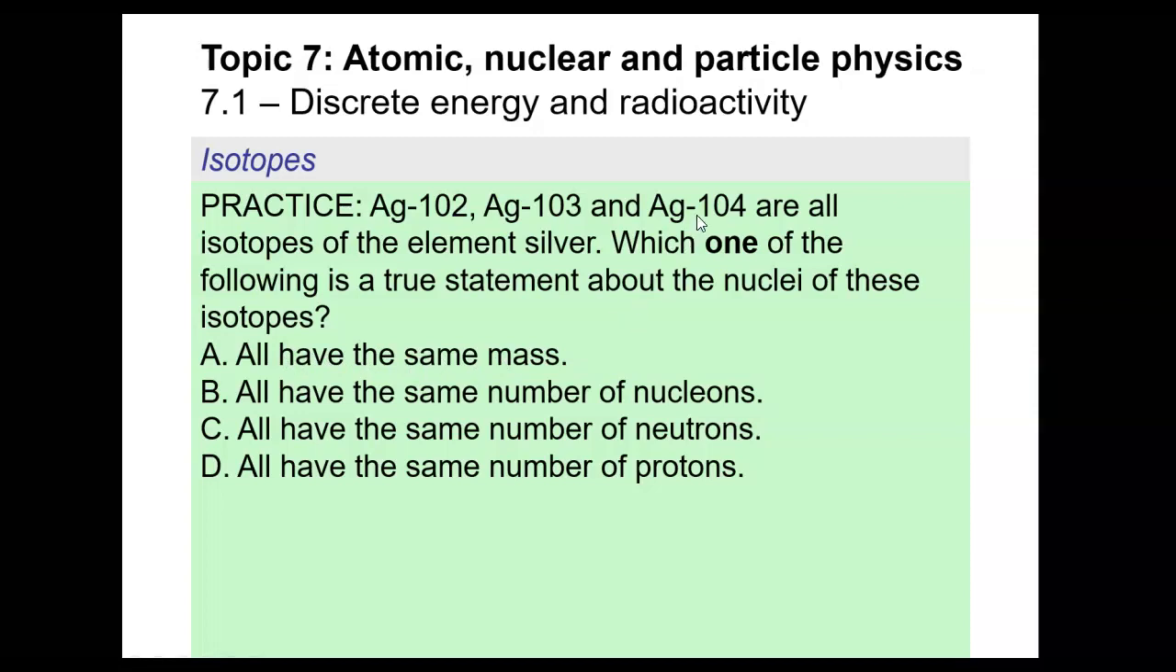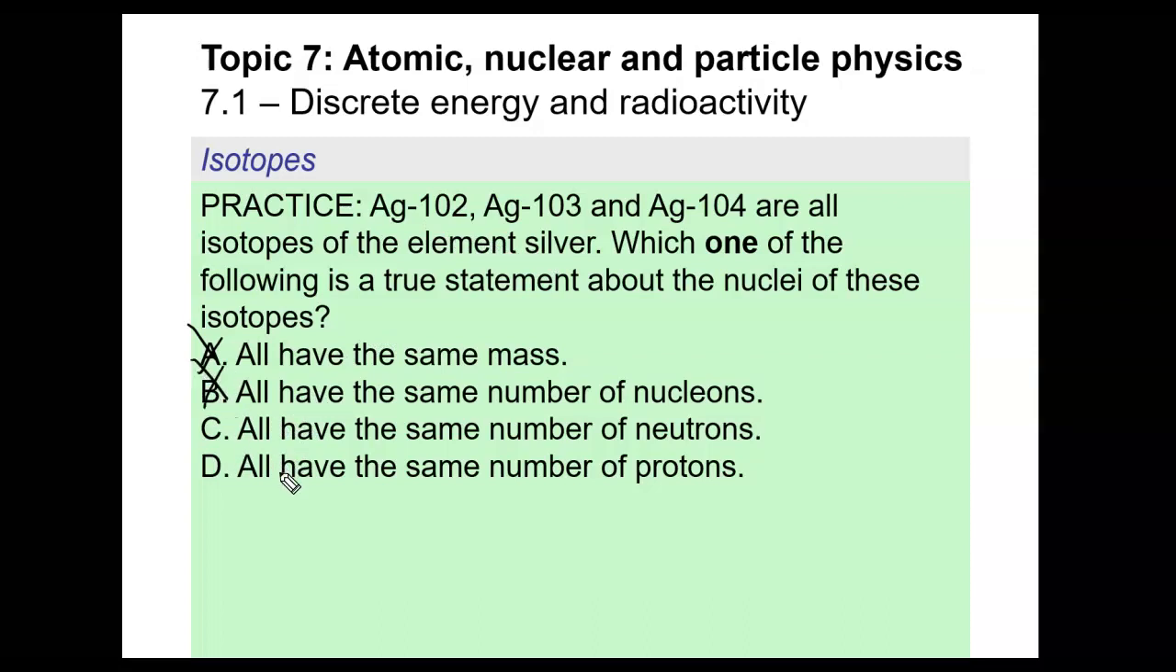This might surprise you, but silver 104 has a higher mass than silver 102 or 103. Even though mass number is not the same as mass exactly, they are related. And generally speaking, if you have more nucleons, you have more mass inside the nucleus. So they definitely don't have the same mass. They definitely don't have the same number of nucleons. 102, 103, and 104 are all different numbers.